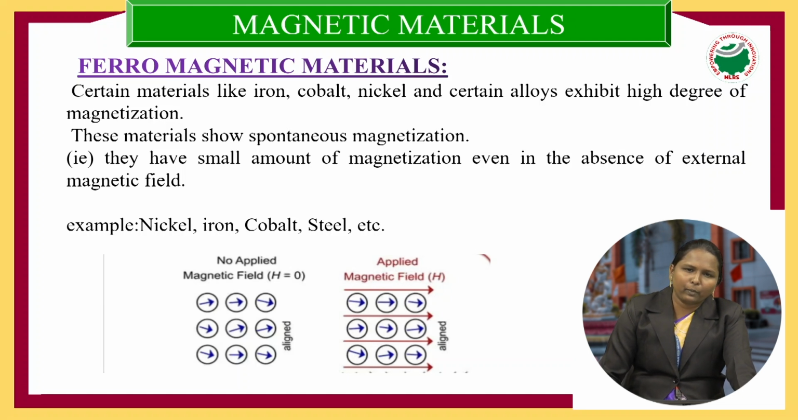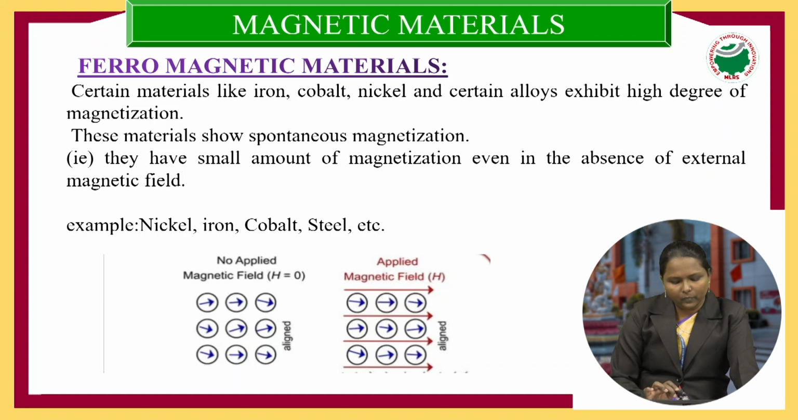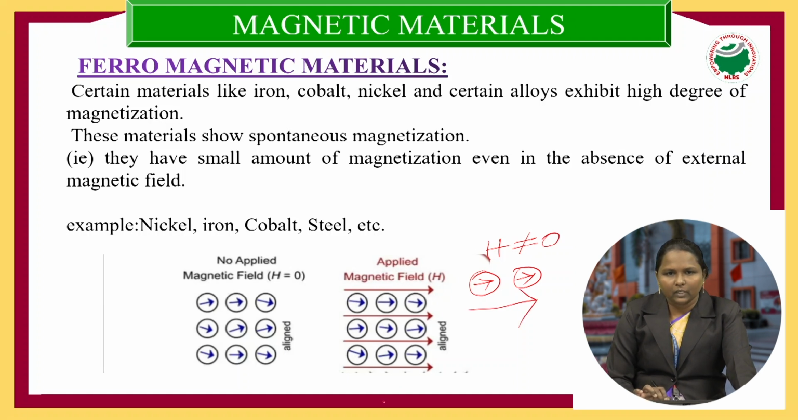The best examples of ferromagnetic materials are nickel, iron, cobalt and their alloys. Here you can see that before applying the field there are dipoles, and after applying the field the dipoles are all aligned in the field direction. All the dipoles are in the field direction. So H is not equal to 0. Because of this parallel alignment, there is a permanent magnetic moment.